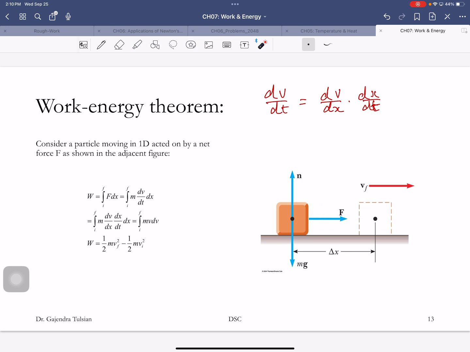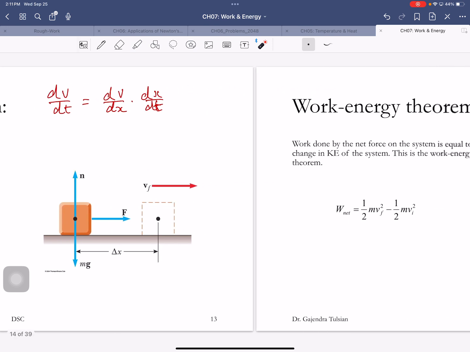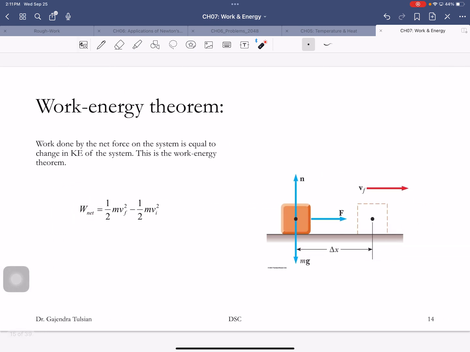So what this theorem says is the work done by all the forces, the net work done on the object. Okay, this guy does one amount of work, this guy does another amount of work, this guy does another amount of work. The sum of all the work done, the net work done, is equal to the change in kinetic energy of the object. Okay, and that's the work energy theorem. So whenever you do work on an object, that shows up as a change in kinetic energy. So the net work done is equal to the change in kinetic energy of the object.